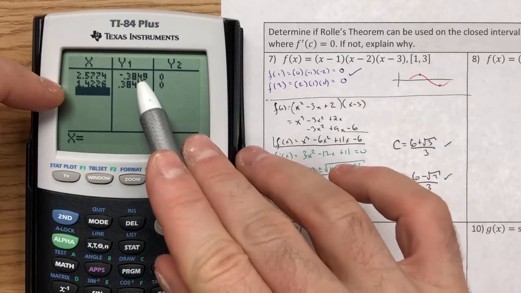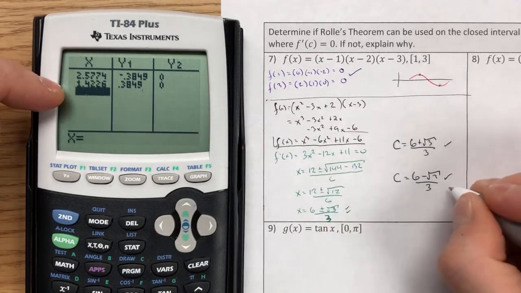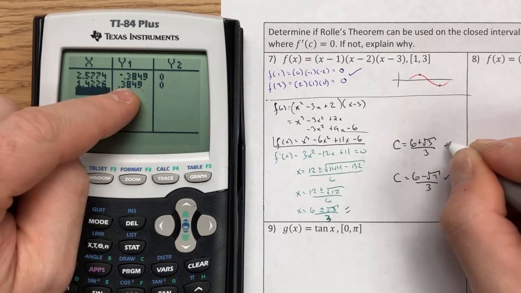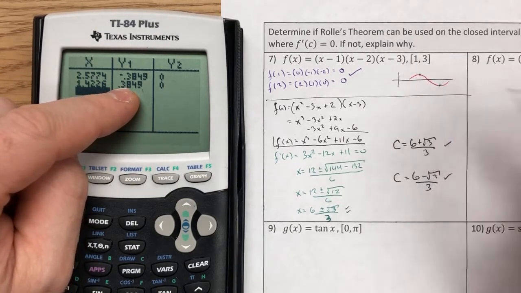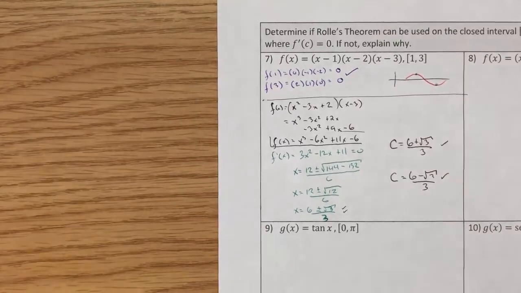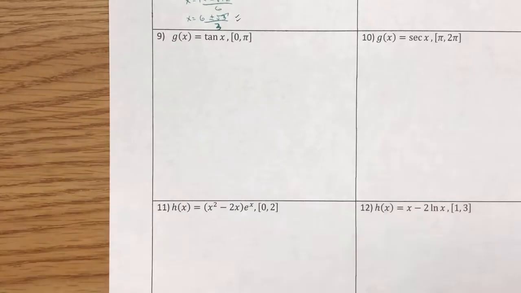They give me a 0 value, and that would be my y value. So I could put comma 0.3849. I could put comma negative 0.3849, and that will give me that point and that point. That's all we need to do. So let's do one more where we actually find the value.